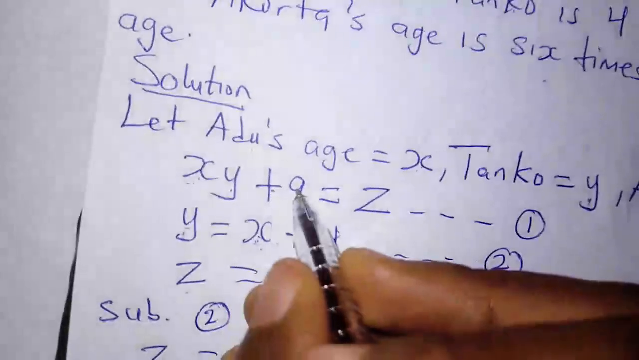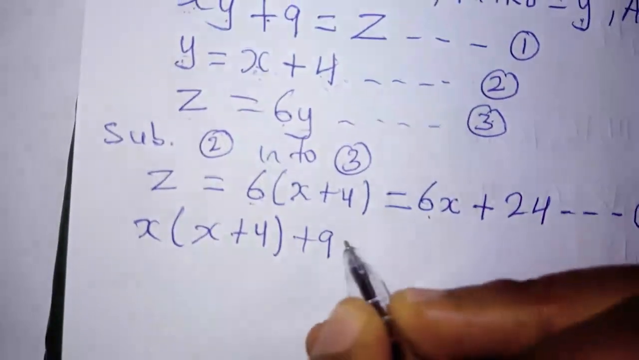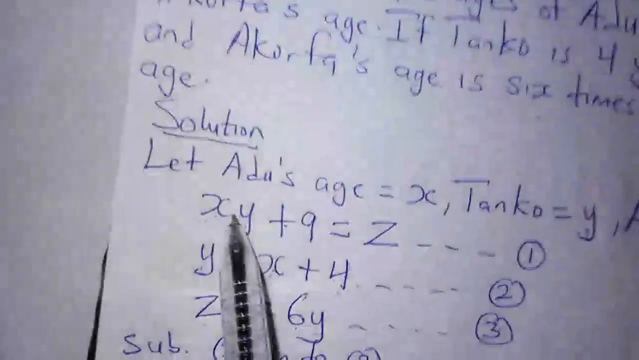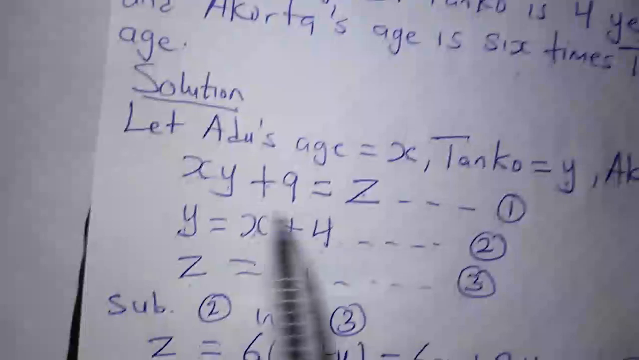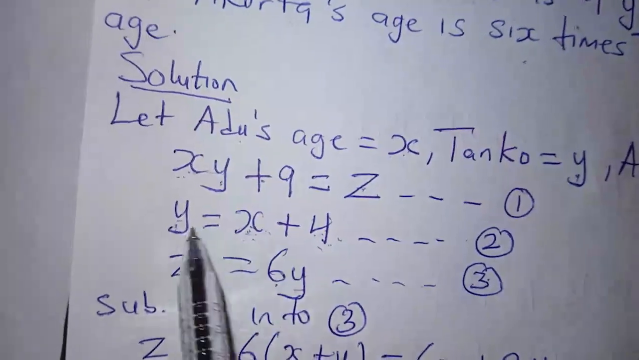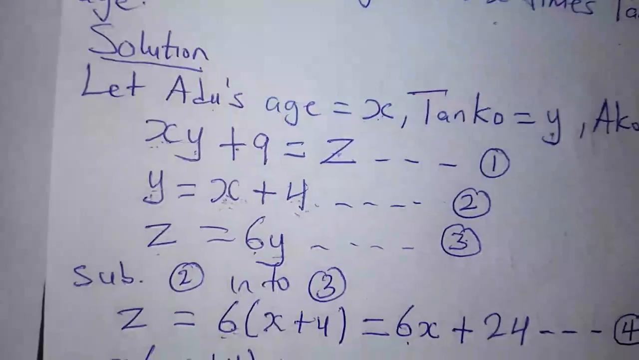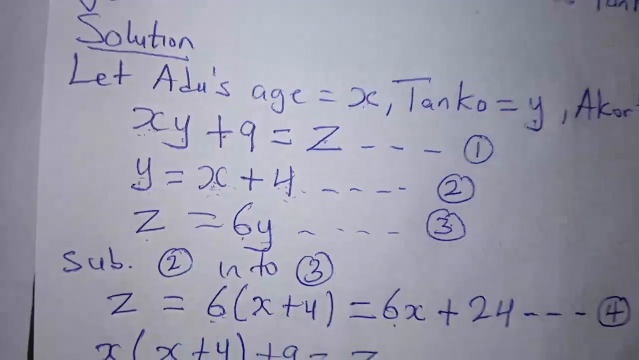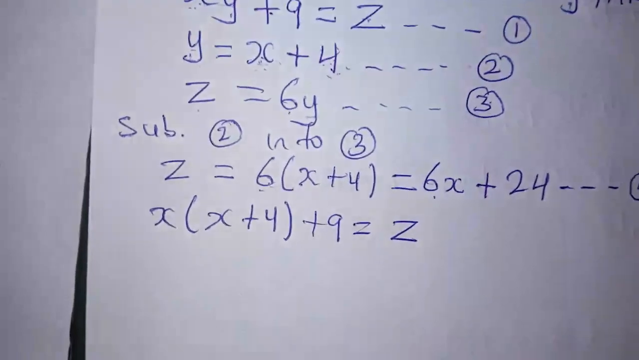Then you have plus 9. Plus 9 equals z. Notice the only thing that's changed here is that instead of putting this y, I'm now having x plus 4 in its place. Because they are equal, and since they are equal, they can always represent each other.